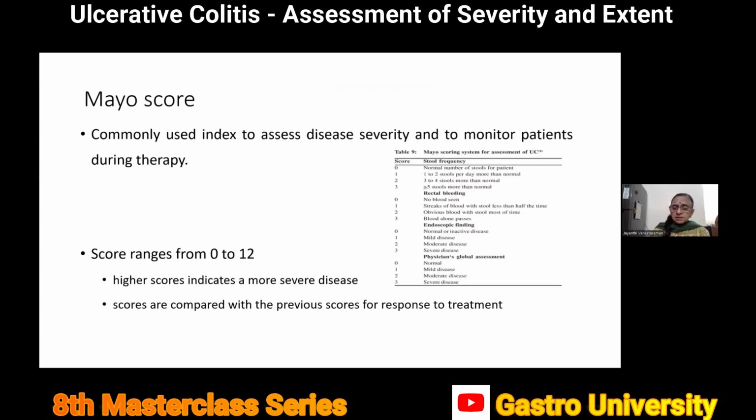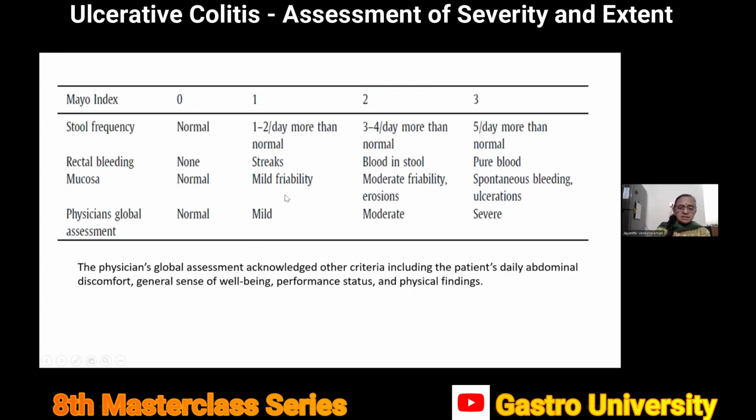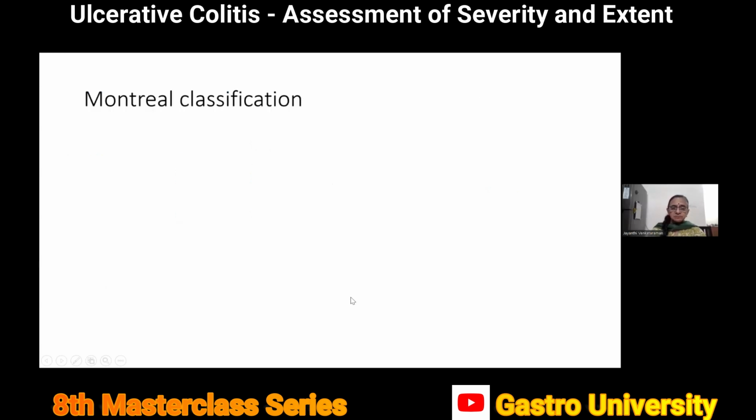All of them are actually done on the calculator. So we have the Mayo score. The score ranges from 0 to 12, the highest score indicating a more severe disease, and scores are compared with previous scores for response to treatment. And then we have the Mayo Index, where we have the physician's global assessment and other criteria that include the patient's daily abdominal discomfort, general sense of well-being, performance status, and physical findings.